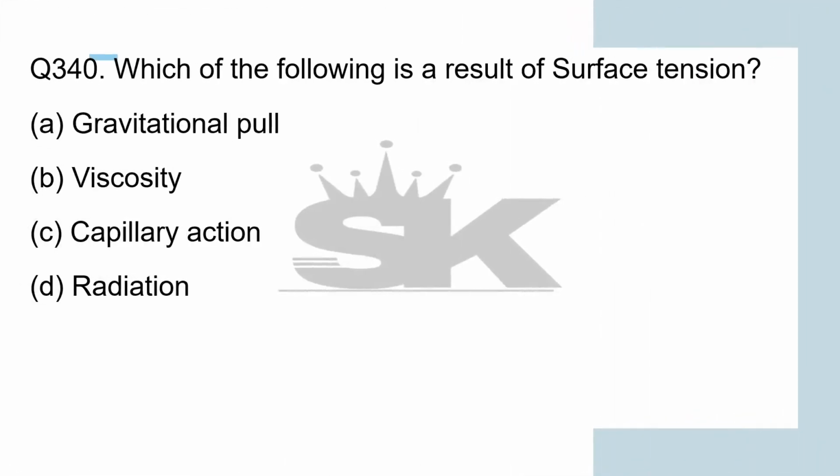Which of the following is a result of surface tension? That is capillary action. Okay. Cohesive forces between molecules cause the surface of a liquid to contract to the smallest possible surface area. Okay. Capillary action is the tendency of a fluid to be raised or suppressed in a narrow tube or a capillary tube, which is due to the relative strength of the cohesive and adhesive forces. Okay.